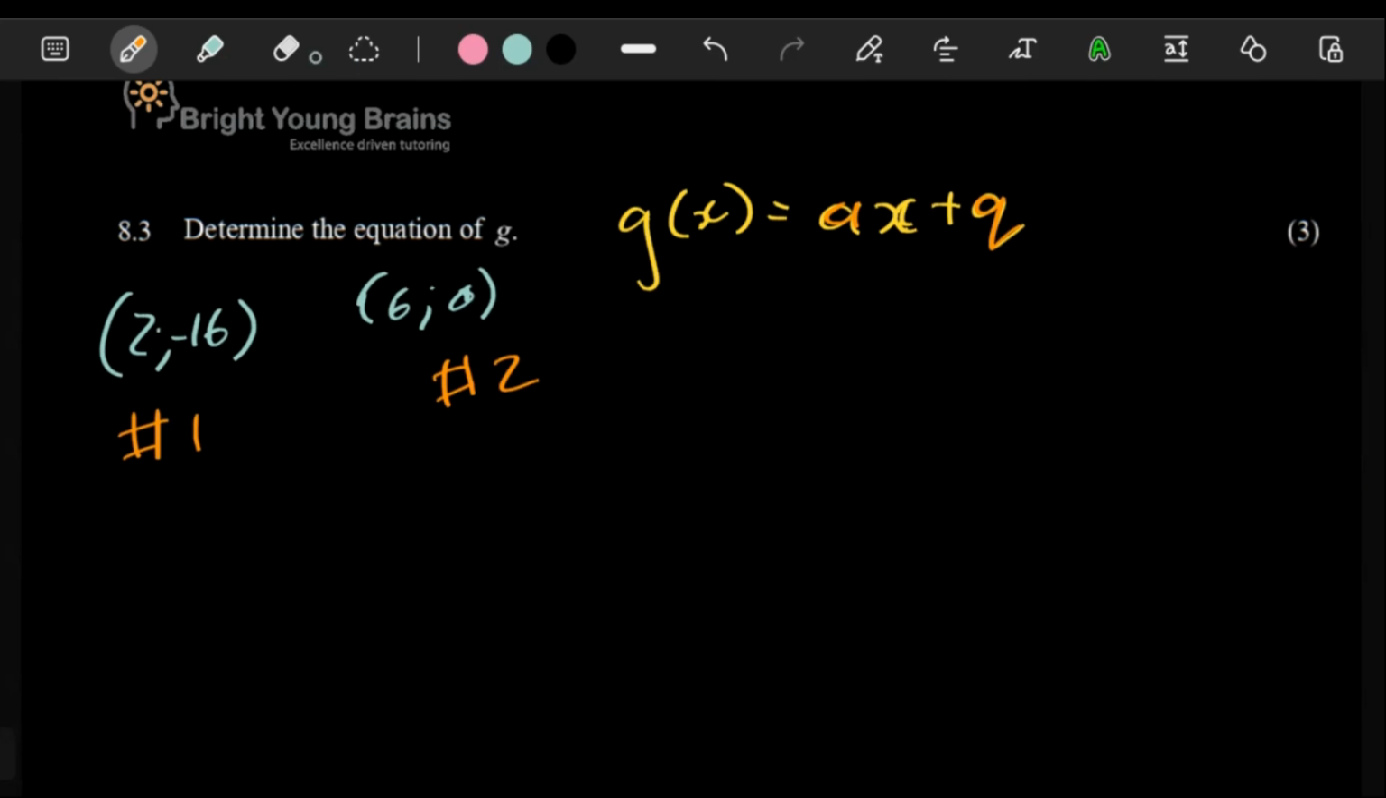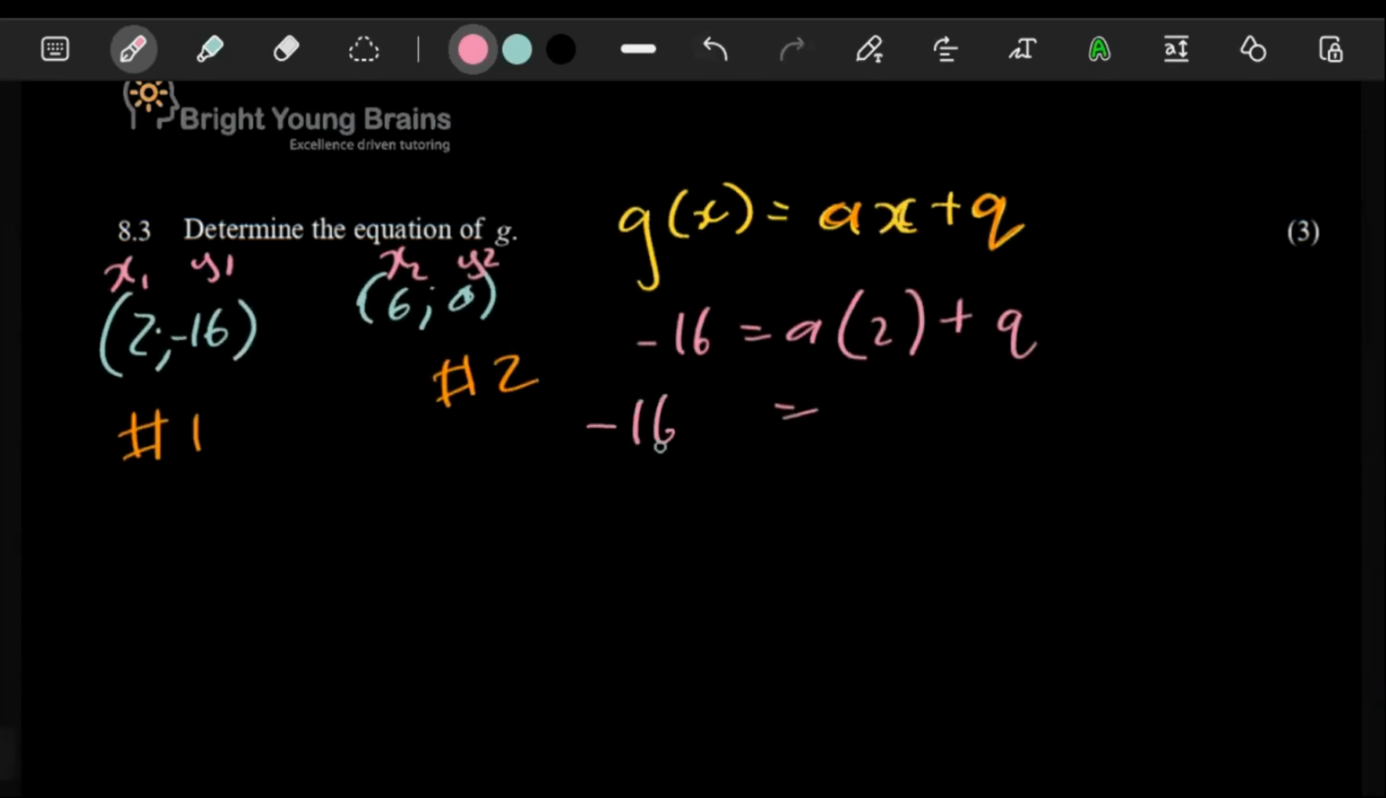The next thing that we said we're going to do, what did we say we're going to do? Where's g of x? There's g of x here, a of x over there. So here we can say x1, y1, x2, y2. Let's put the g of x side, we can put the negative 16, and then the x value here, we can put it 2, and then get an equation. We can actually make q the subject of the formula here.